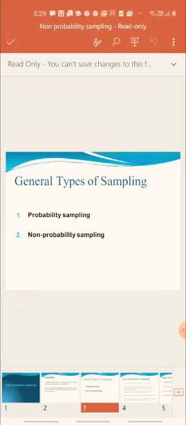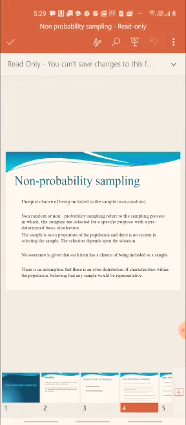So, the general types of sampling are probability sampling and non-probability sampling. We can also name them random sampling and non-random sampling respectively. Probability sampling is also known as random sampling. Non-probability sampling is also known as non-random sampling. Probability sampling is that sampling where the respondent gets equal chances of being selected. The chance factor comes into play in the case of random sampling, and we have done that in very detail in our probability sampling technique.